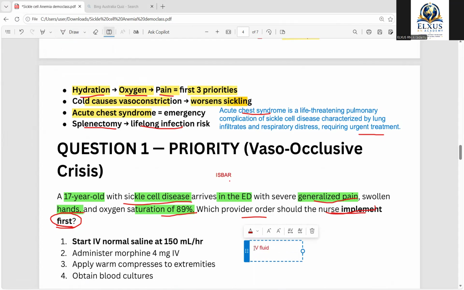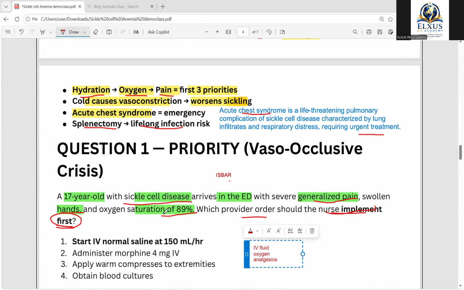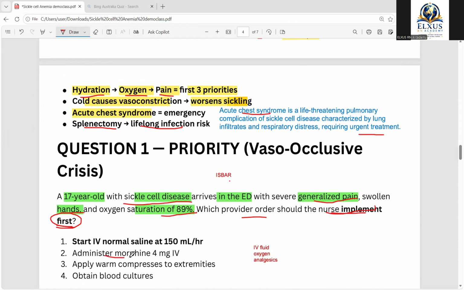First order is this IV fluid, second one is oxygen, and last one is opioid analgesics. Okay, this is the order of the sickle cell anemia management. So in this we know the primary is IV fluid. While reading the options, start IV normal saline at 150 ml per hour, yes, of course it is needed. Why? Because we need to give adequate hydration. That means we need to prevent the sickling of the RBC before administration of the oxygen. Here the client needs the hydration. And administer morphine can be an answer, but it will come later as compared with the IV fluid.